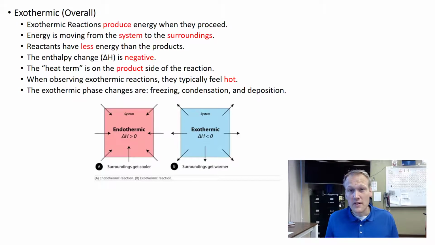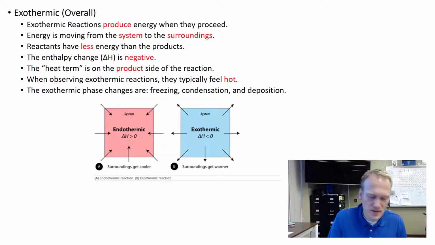Exothermic would be pretty much all the opposite. Exothermic reactions are going to produce energy. They're going to give off energy to the surroundings, and therefore the surroundings are going to get warmer. The reactants are going to have more energy than the products because the reactants are going to lose energy, and therefore the enthalpy change, delta H, is negative. The heat term will be on the product side because heat is being produced. And physical examples of this would be freezing, condensation, and deposition.